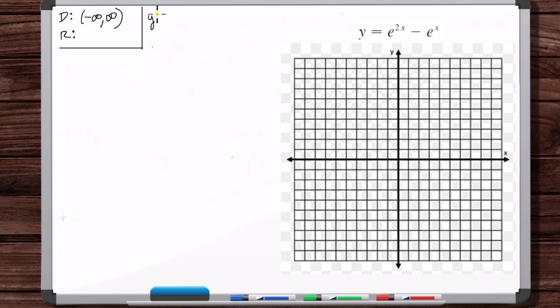Okay, intercepts, y-intercepts. Let's set x equal to 0 and solve for y. So we get 1 minus 1, 0. Okay, so the origin is an intercept. It's going to be an x and a y intercept. That was the y intercepts.